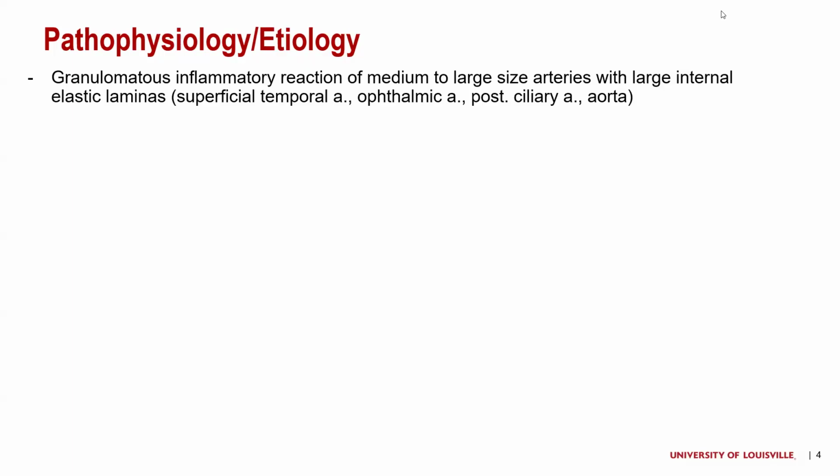Other arteries that do not have a prominent internal elastic lamina, notably the cerebral arteries, are very rarely affected. And this is why it's very uncommon to get a stroke in giant cell arteritis.